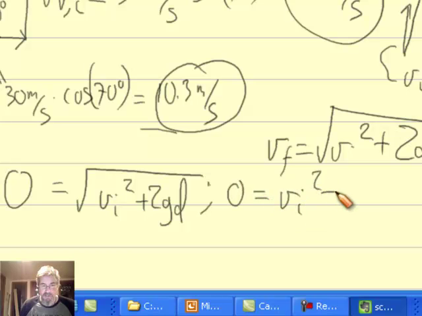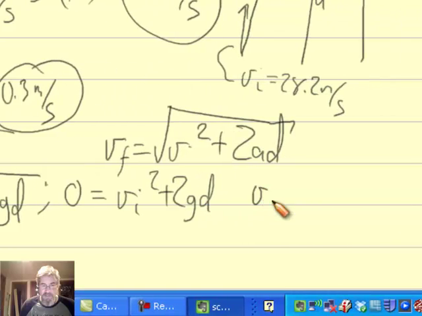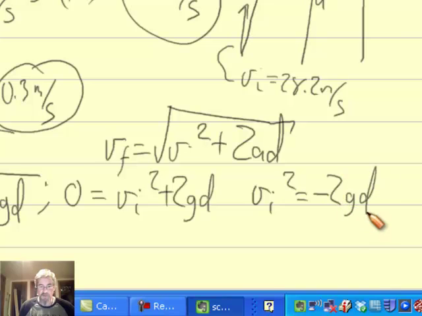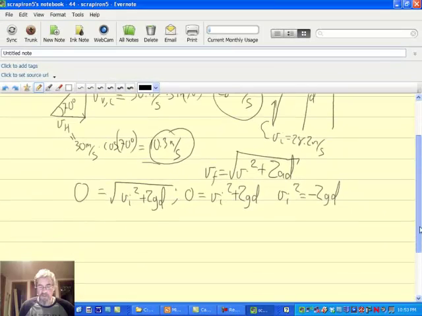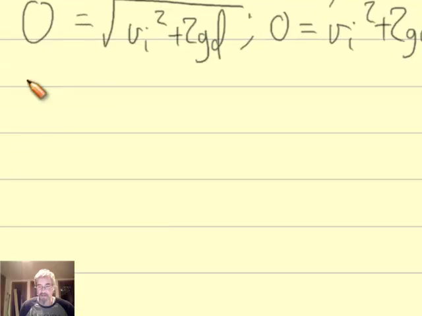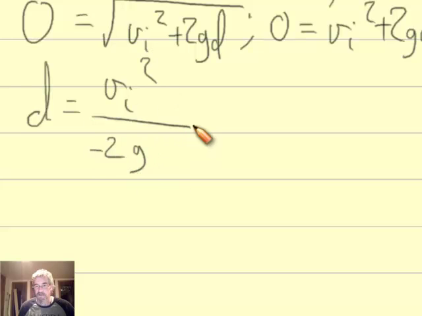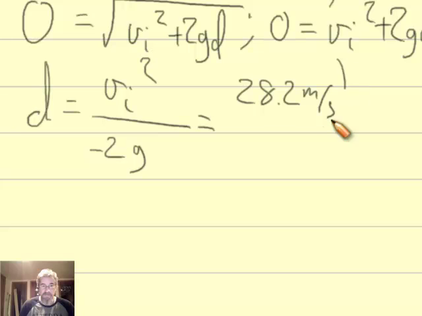Well, that means that VI squared is equal to the negative of 2 times G times D. So what I'm trying to find here is D, so I'm going to solve for D by dividing both sides by negative 2G. So D is equal to VI squared divided by negative 2 times G. Now I'll just put my numbers in here. We figured out in the last problem that 28.2 meters per second was the initial vertical velocity. We have to square that. And then we're going to divide by negative 2 times the acceleration due to gravity.